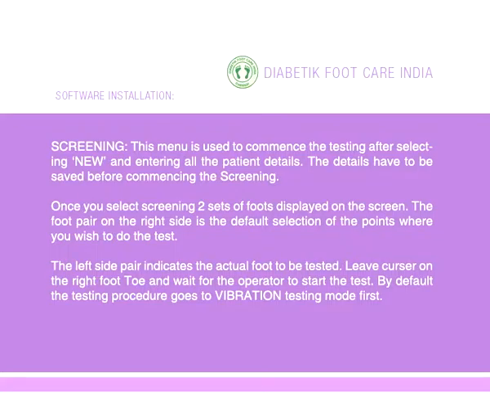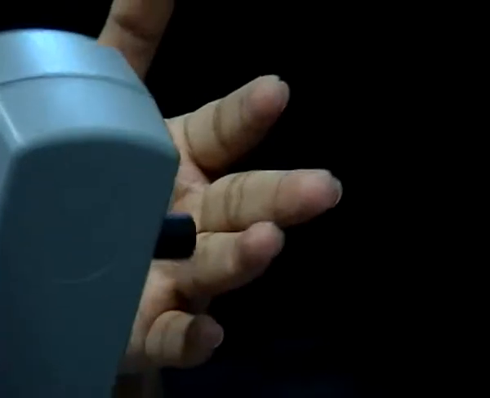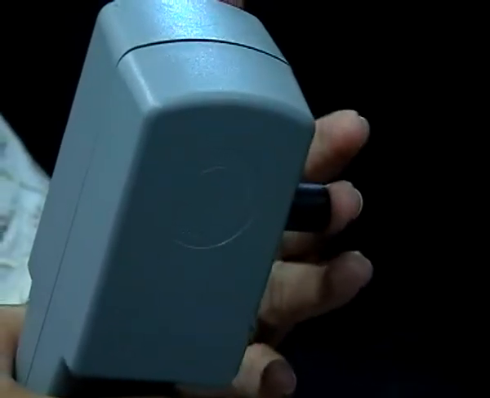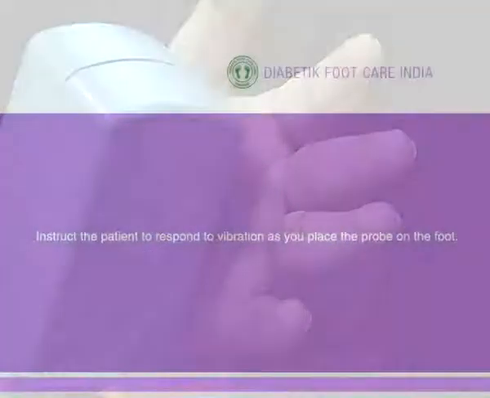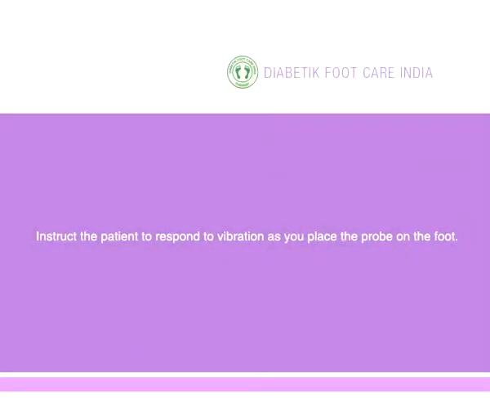Leave the cursor on the right foot toe and wait for the operator to start the test. By default, the testing procedure goes to vibration testing mode first. Ask the patient to touch the tip of the vibration probe and find out if he feels the vibration. Instruct the patient to respond to vibration as you place the probe on the foot.